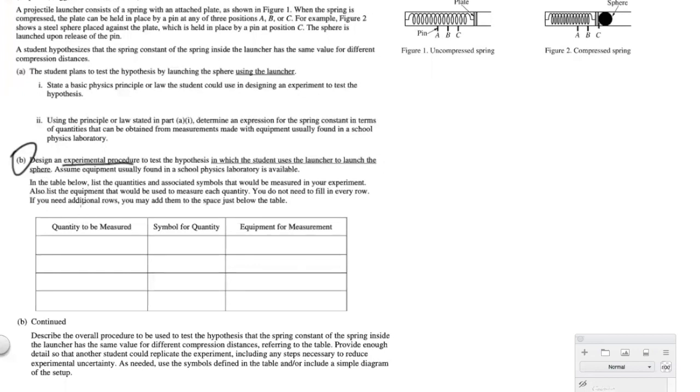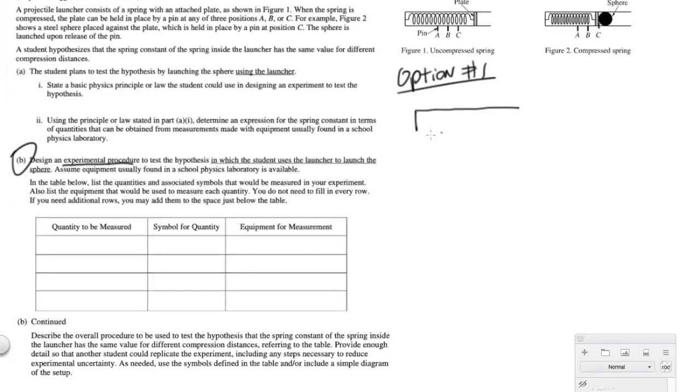Okay, so first thing, we're going to list the quantities to be measured, and then the symbol for the quantity, and the equipment for measurement. So I'm going to begin with a diagram. So we're going to call this option number 1.